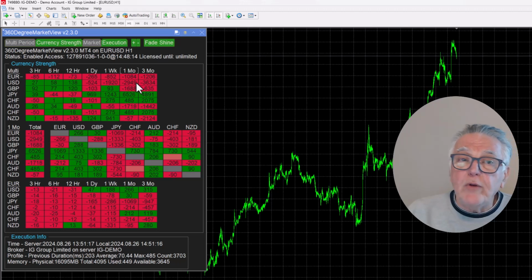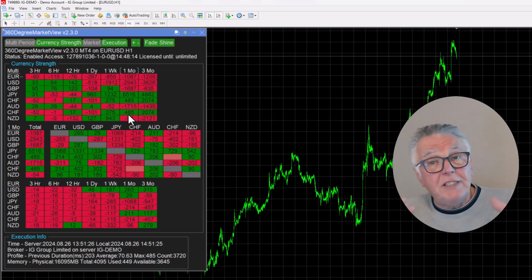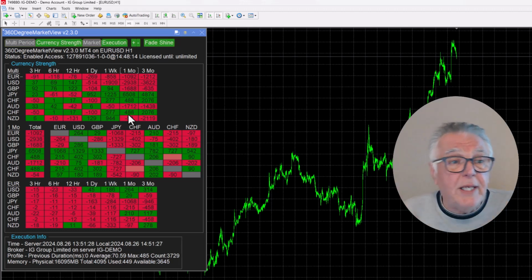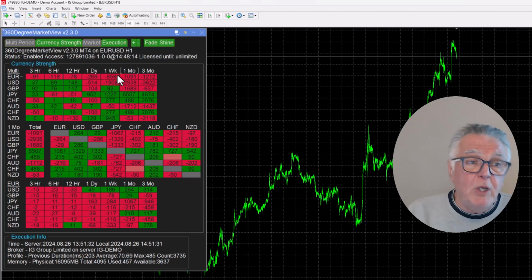The US dollar has lost quite a lot of that 6,000, and the Aussie has lost a lot, and so on. So you can actually see which currencies are gaining and which ones are losing, and you can see them in different time frames, short term or long term.